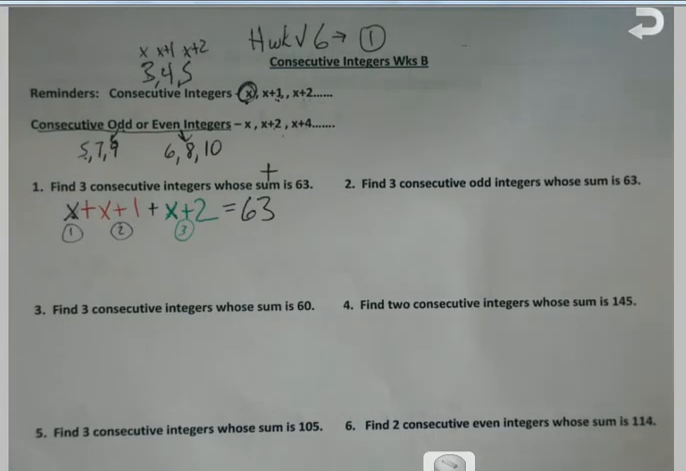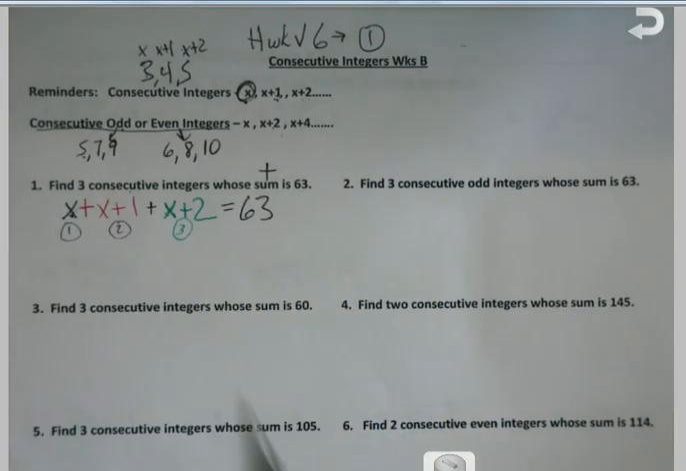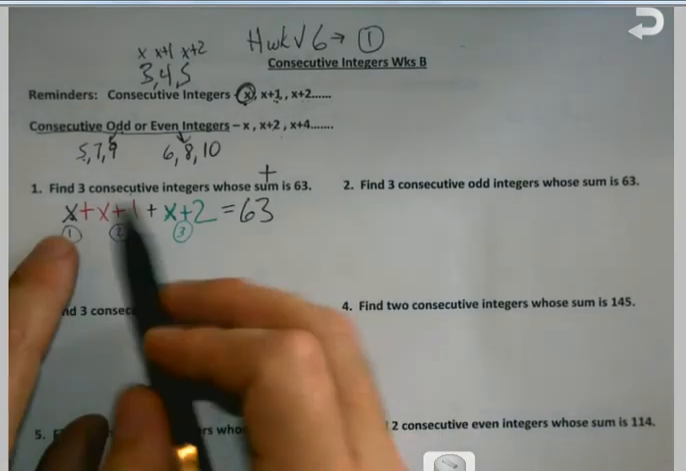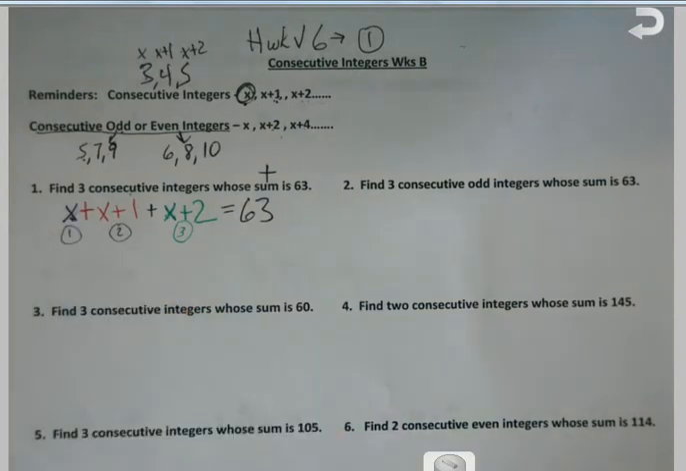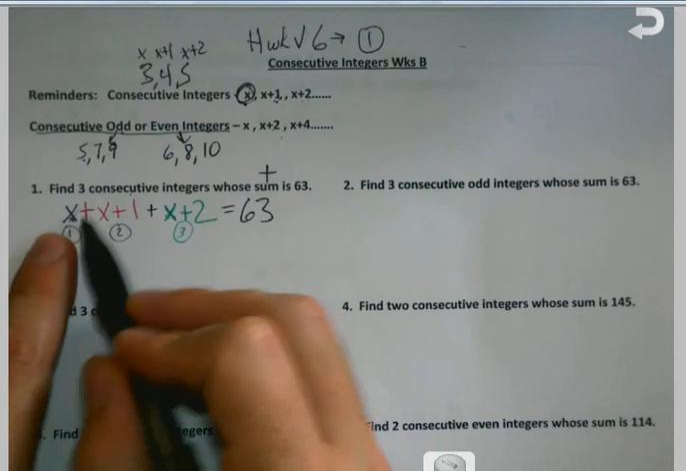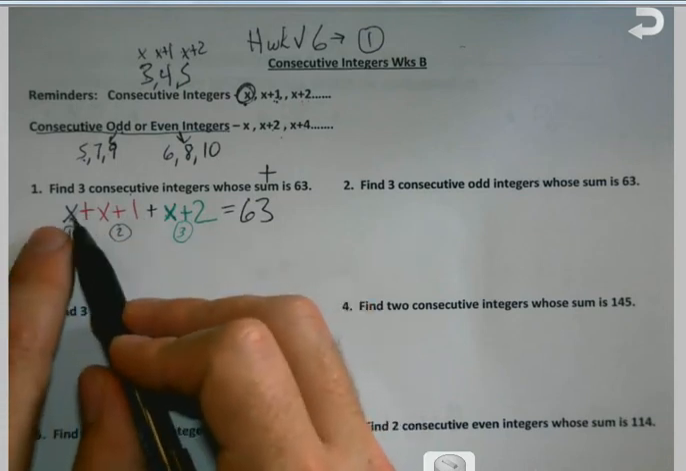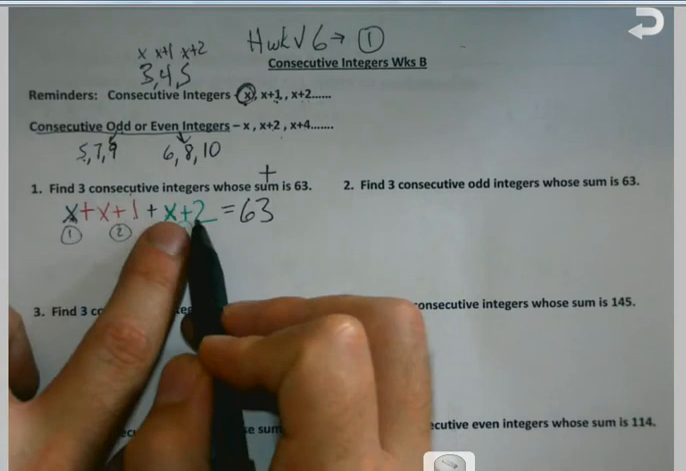Now, back to this one for just a second. So, consecutive. And again, there's a pattern to this. When it says consecutive, I always start with x, no matter what, whether it says even, odd, whatever it says. I always start with x, and then I just keep adding 1 to it. So if I start with x, x plus 1 would come next. And then x plus 2 would come next.